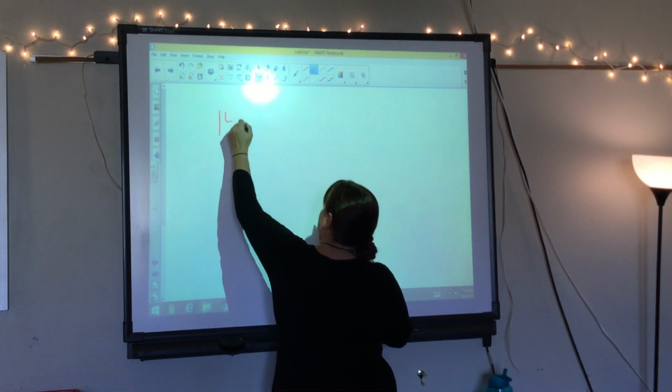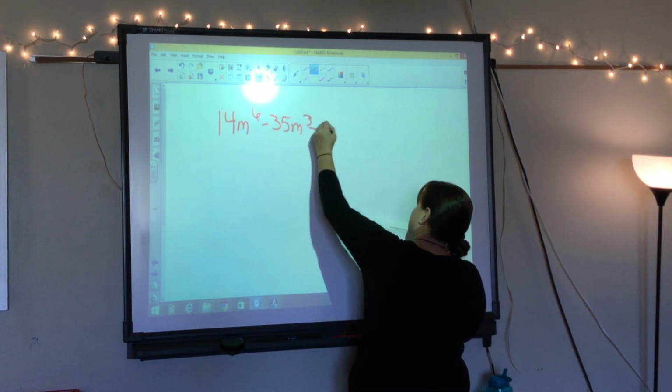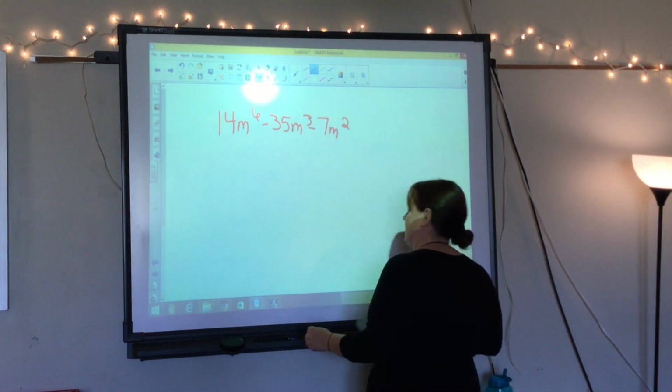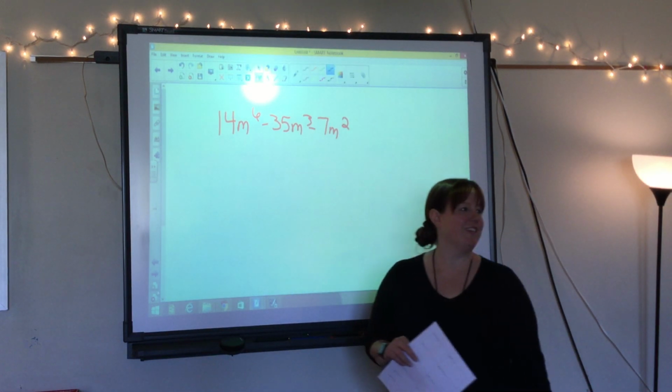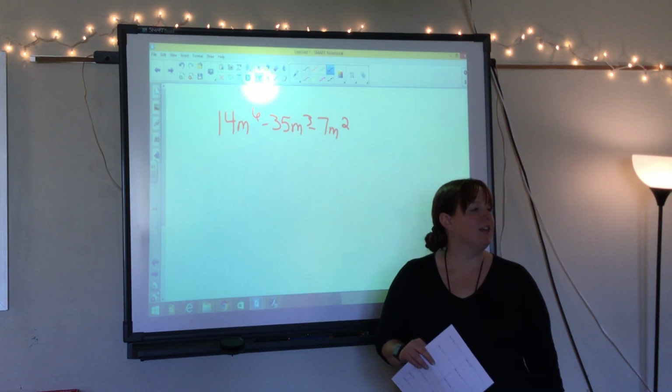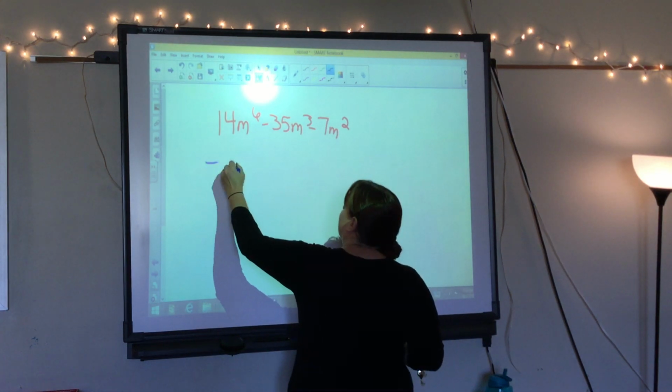Okay, yeah, so let's look at the next one. 14m to the 6th minus 35m cubed minus 7m squared. It's 7. No, but 7. I know, but then you can't take out any of the m's. Yes, you can. You can.